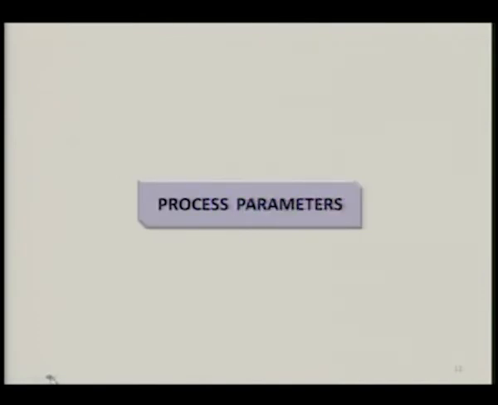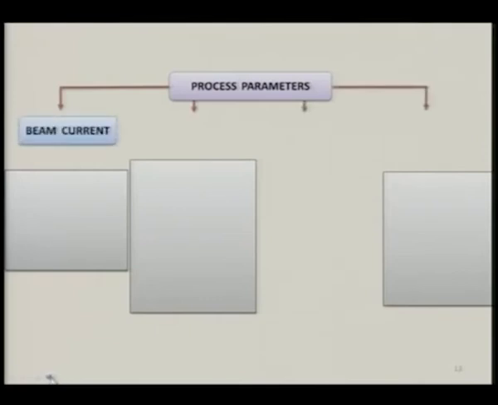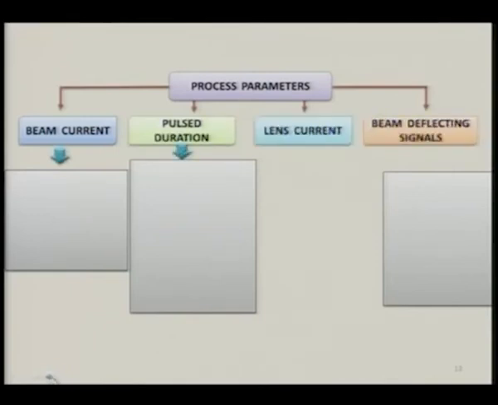Now let us discuss the process parameters of the electron beam machining process. The process parameters are beam current, pulse duration, lens current and beam deflecting signals.